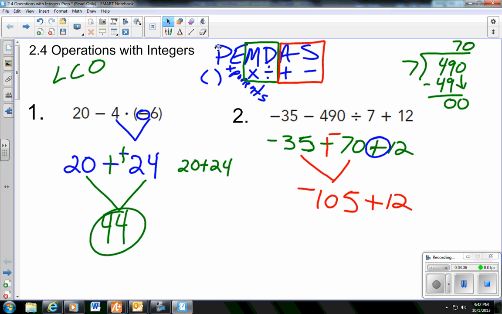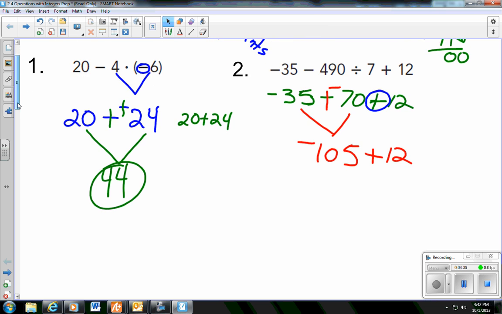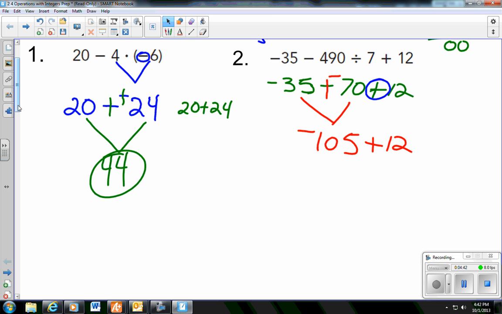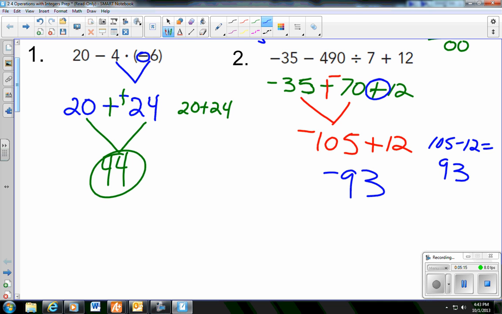Now you have different signs. So when you have different signs, you find the difference of their absolute values. So you're actually going to subtract them, their absolute values. So I'll write it off to the side over here. You're going to do 105 minus 12. And when you do that, you're going to get 93. And the negative is farther from 0, so it should be negative 93.